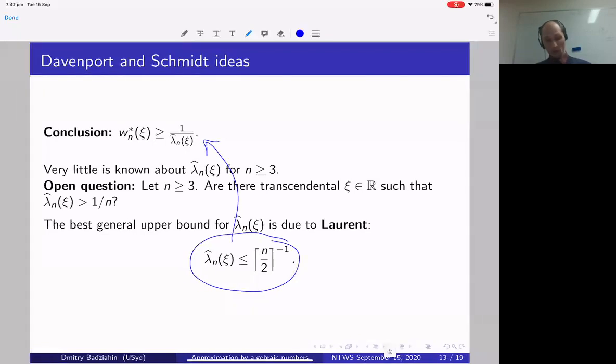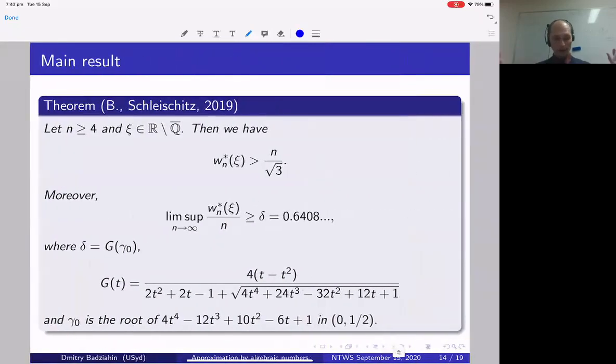Right, those are the known results. And now I think it's time to introduce our result, mine and Schleischitz's, from 2019. So we actually managed to beat the asymptotics n over 2. We showed that if n is at least 4 and xi is transcendental, then w n star of xi is always bigger than n divided by the square root of 3, which is, of course, bigger than n over 2 asymptotically.